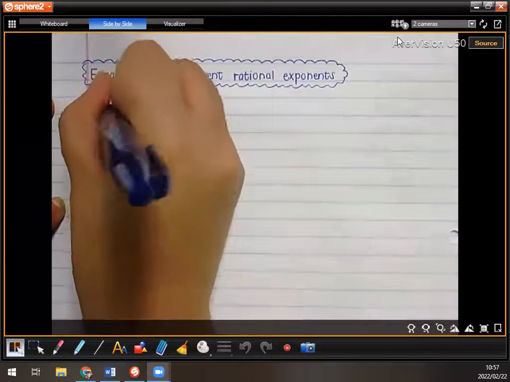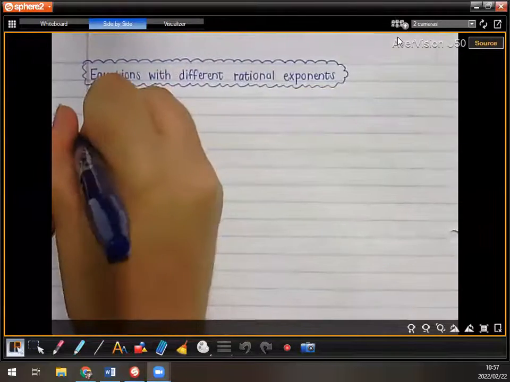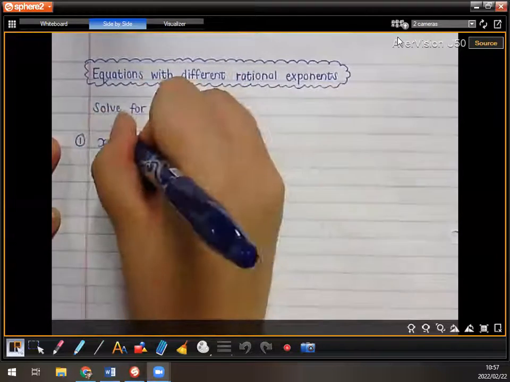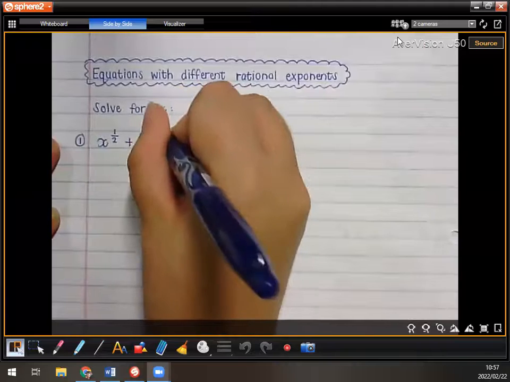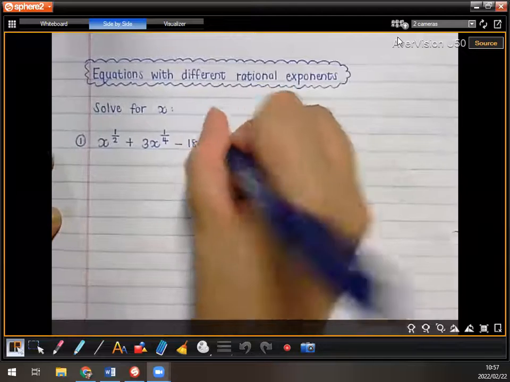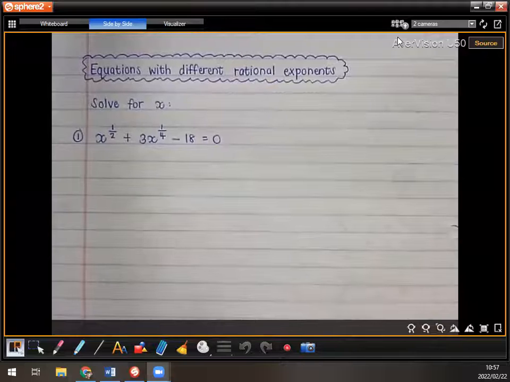Now, sometimes you get equations, and here solve for x, where you get something like this: x to the power of a half plus 3x to the power of a quarter minus 18 is equal to 0. So do you guys see what I mean by different rational exponents? I now have two exponents that are fractions, but they're actually different fractions. There's an exponent with a fraction of a half, but then there's also an exponent of a quarter. So two different rational exponents.